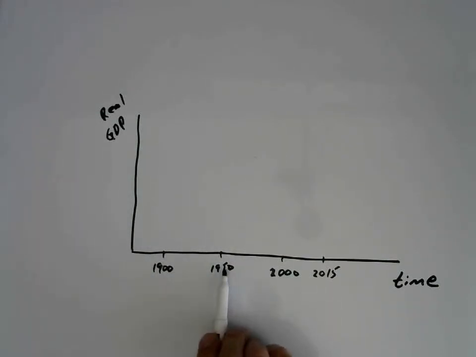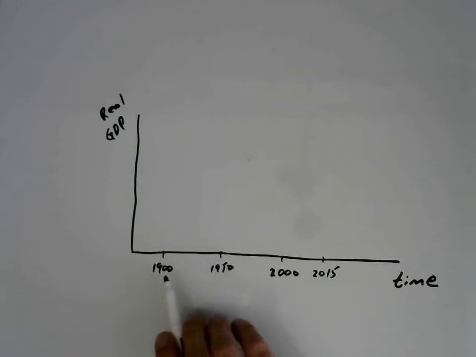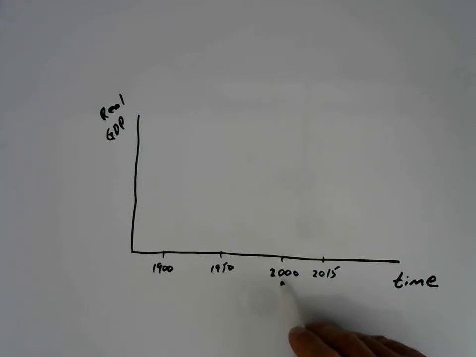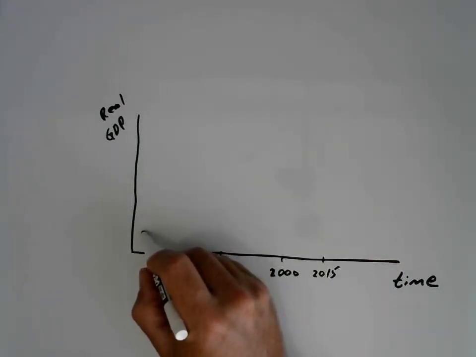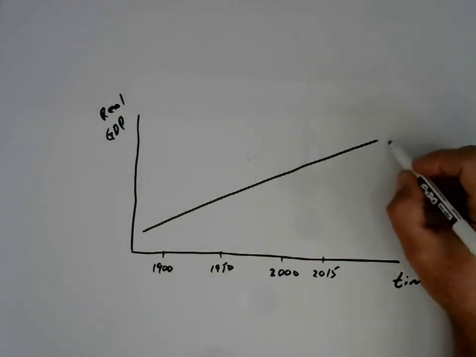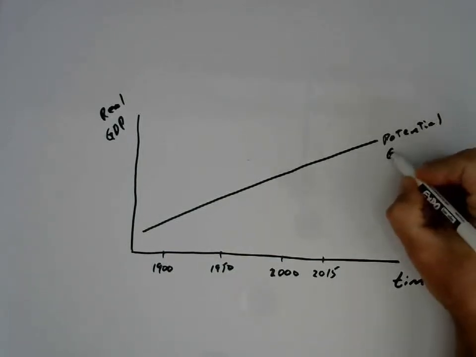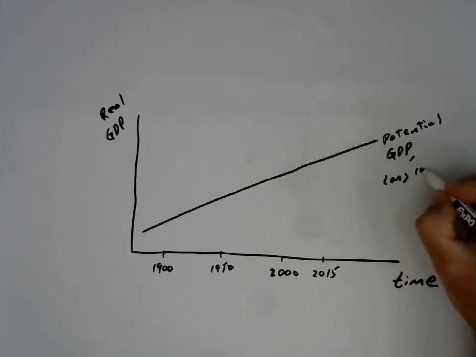2015. Well, in 1950, we were a larger economy than we were in 1900. In the year 2000, we were a larger economy than we were in 1950 and in 1900. And in 2015, we're arguably a larger economy than we were in the year 2000, than we were in the year 1950, and than we were in the year 1900. In other words, over time, our economy expands at a relatively constant rate, and that is potential GDP. Okay, and sometimes we call that long run GDP.